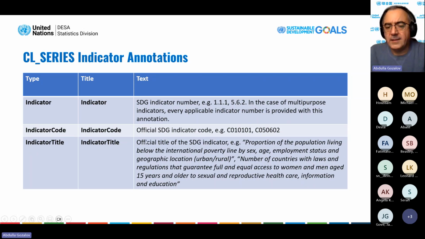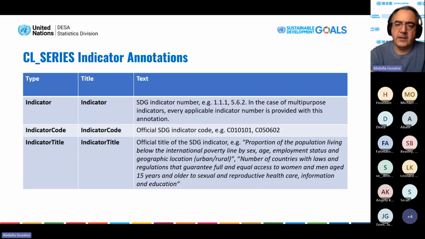And finally, indicator title, which is the official title of the SDG indicator, such as proportion of the population living below the international poverty line. This, again, helps simplify visualizations. It's repeated for every series, which of course is not very efficient, but also makes visualizations a bit easier. You may or may not wish to reuse this functionality. I would suggest that if you have the indicator title handy, just copy it.